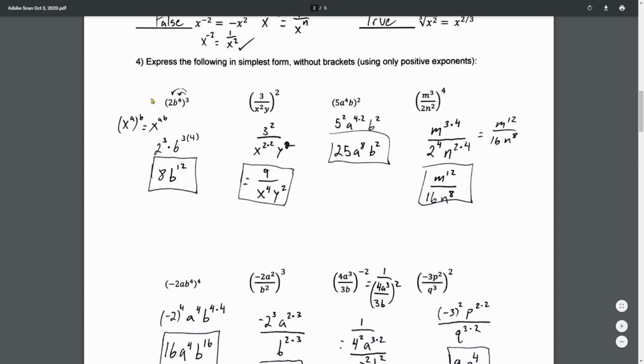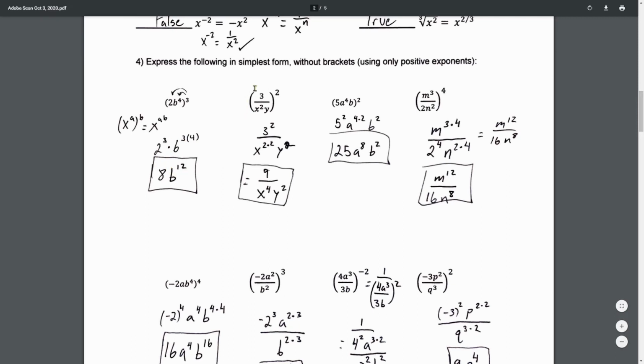But anyways, we have here 2b to the fourth, and then we have parentheses to the third. So we're going to be using this rule here. So we're going to distribute this 3. So we're going to have 2 to the third power, and we're going to have b to the 3 times 4. So we're going to get 8b to the 12th power.